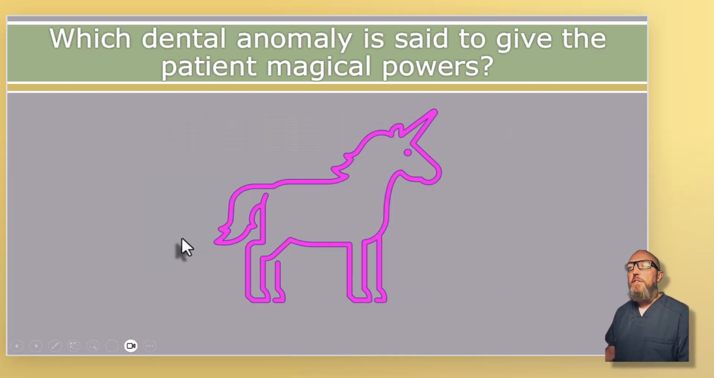If you got that, you just made Samuel Jackson happy. Which anomaly is said to give the patient magical powers? That's our enamel pearl. So when you see a patient with this, you can say it's said to give him magical powers. If they don't believe you, just tell them Tony Meekum, a certified oral radiologist, said it's true, so it must be true.